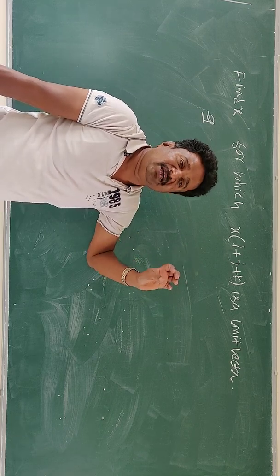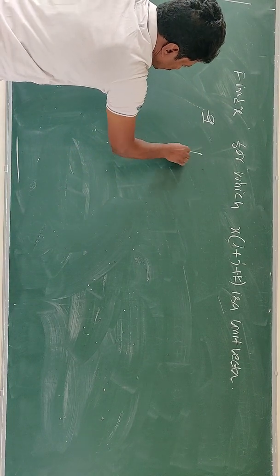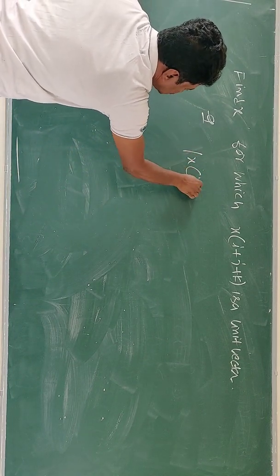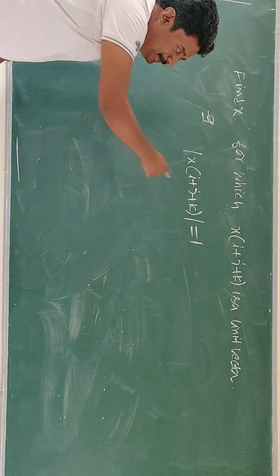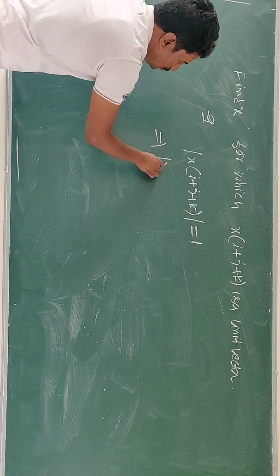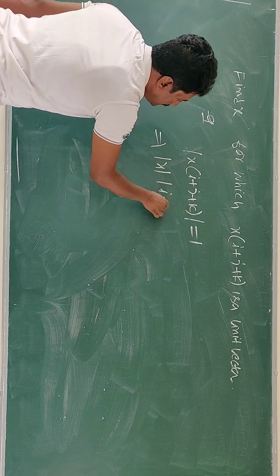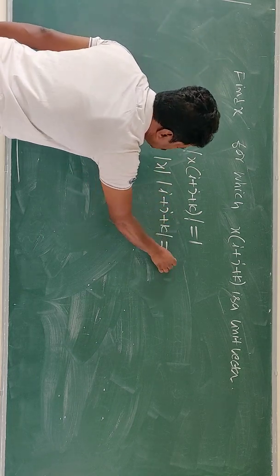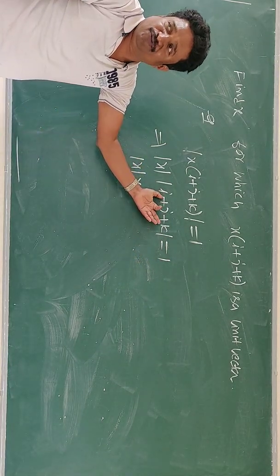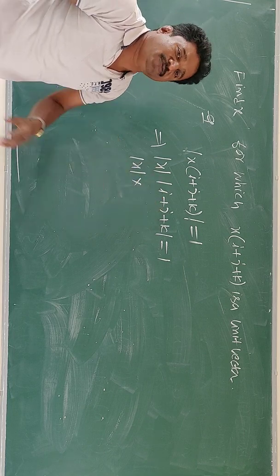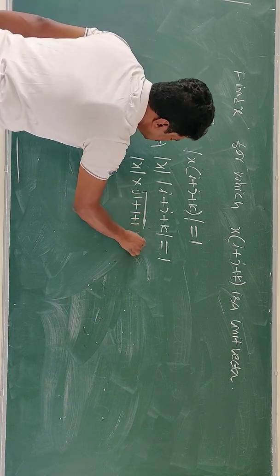When we say the given vector is a unit vector, its magnitude is 1. So length of x into i plus j plus k is equal to 1. Length is 1. Separate that mod, students. Mod x into mod i plus j plus k is equal to 1. You know how to find length. How do you find length? Root of i square, j square, k square: 1 plus 1 plus 1.